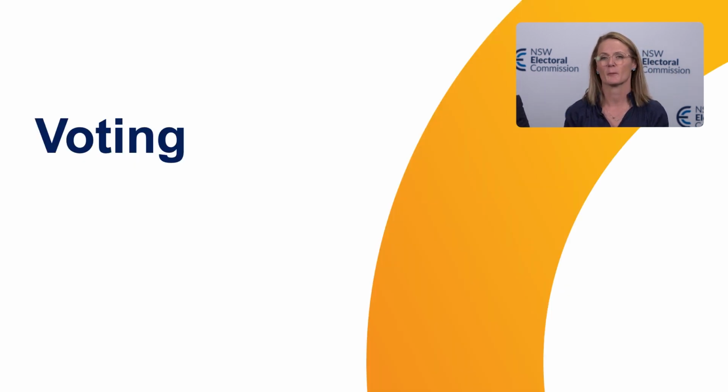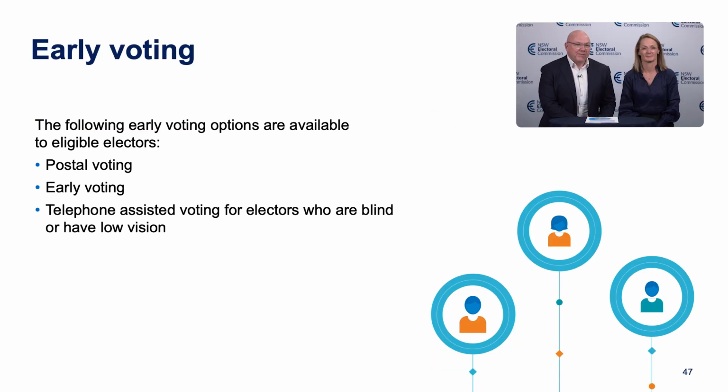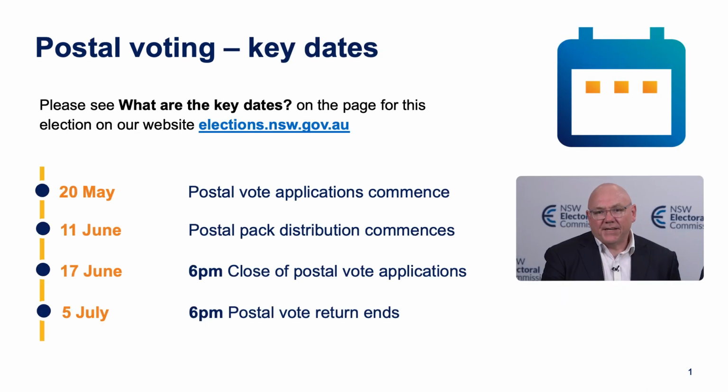Now, we're briefly going to talk about voting. The following early voting options are available for eligible electors: postal voting, early voting, or telephone-assisted voting for electors who are blind or who have low vision. The key dates for a by-election for postal voting will be available on our website.